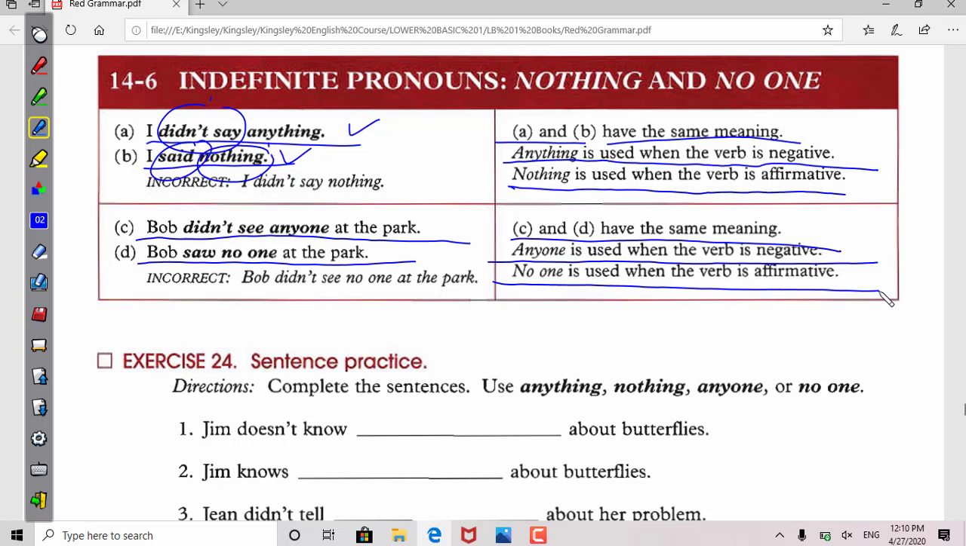Jadi di situ Bob didn't see anyone at the park karena dia didn't see pakai anyone. Sedangkan yang ke D, Bob saw no one karena saw is a positive statement, so you use Bob saw no one at the park. Langsung pakai no one. Or I say, I didn't meet anyone in this school. Same as I met no one at this school. That's the same. If I make a sentence, I will say I didn't meet anyone.